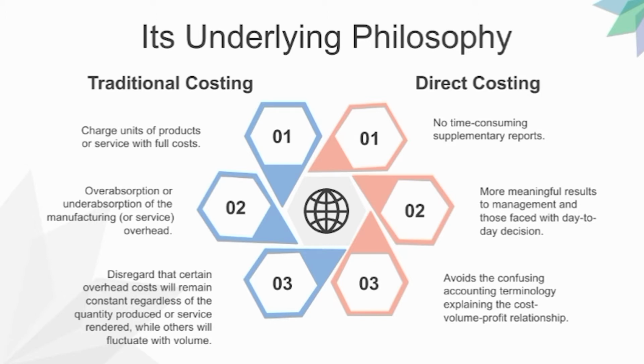So what are the advantages of this direct costing method? The first one is we don't need to make supplementary reports that is really time consuming. And the second one, by using this method, it provides more meaningful research to management and those faced with day-to-day decisions. So yes, direct costing is really helpful for the managers because it helps them in decision making. And the third one, by using this direct costing method, we can avoid the confusing accounting terminology explaining the cost-volume-profit relationship.